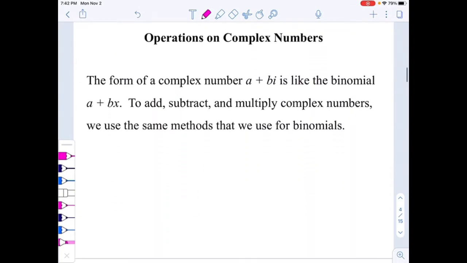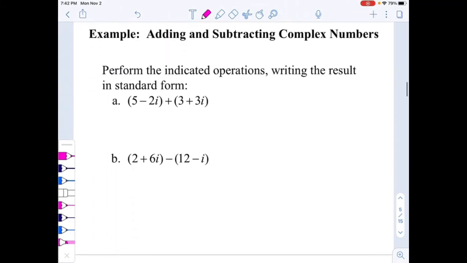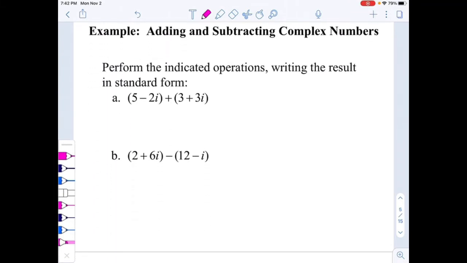So operations on complex numbers, it says the form of a complex number a plus bi is like the binomial a plus bx. To add, subtract, and multiply complex numbers, we use the same methods that we use for binomials. So let's try a couple quick examples. Perform the indicated operation, write the result in standard form. So this gives us a 5 minus 2i that's added with a 3 plus 3i.